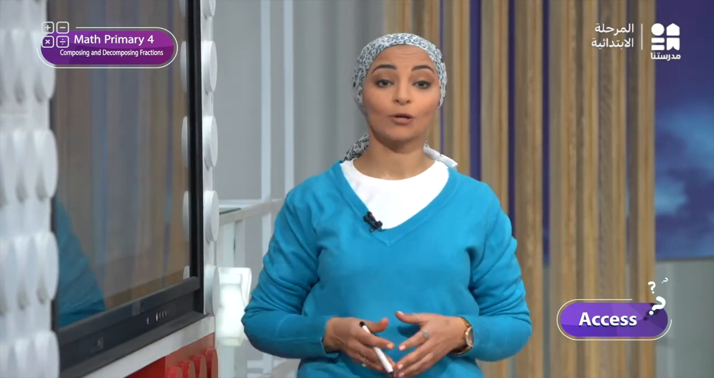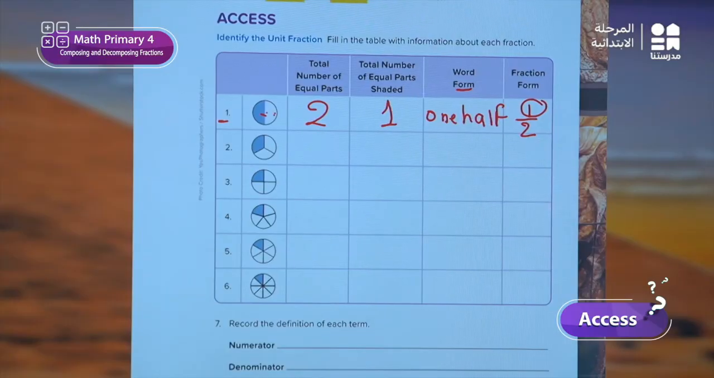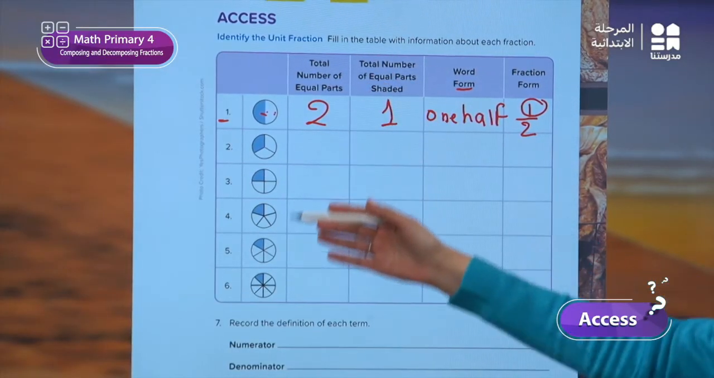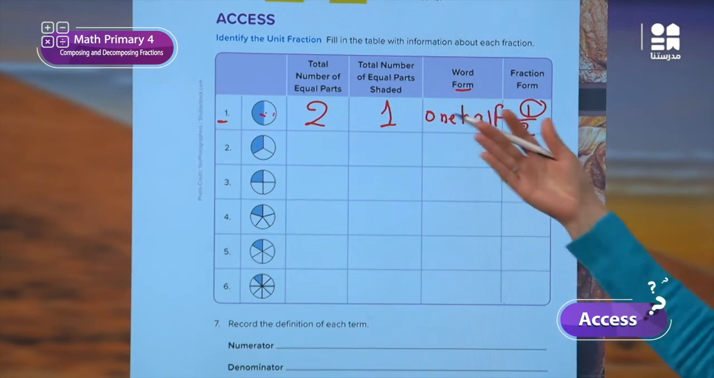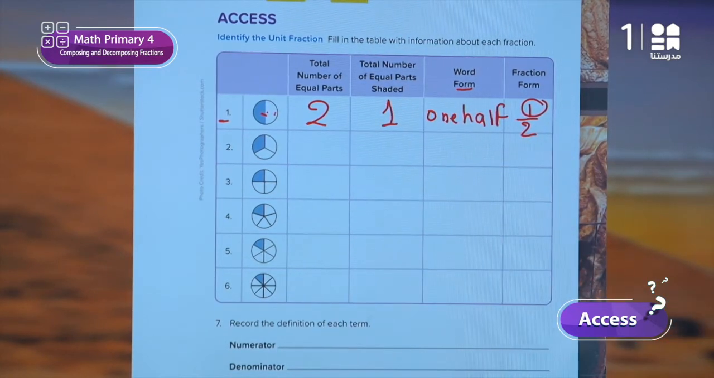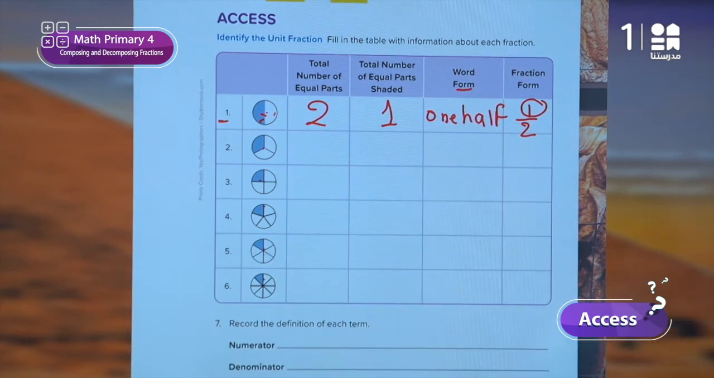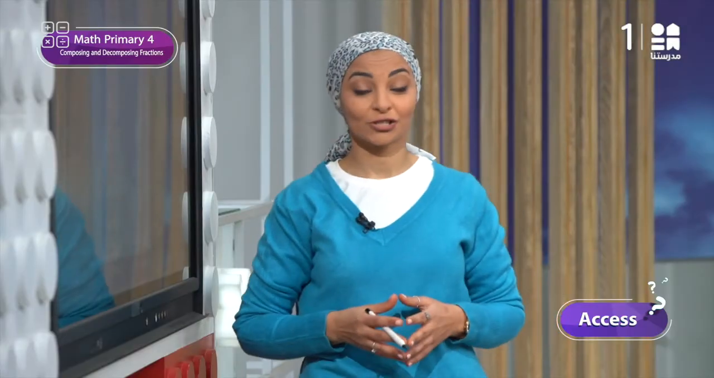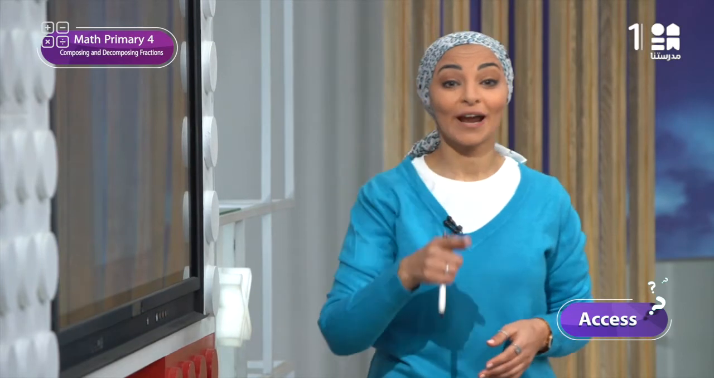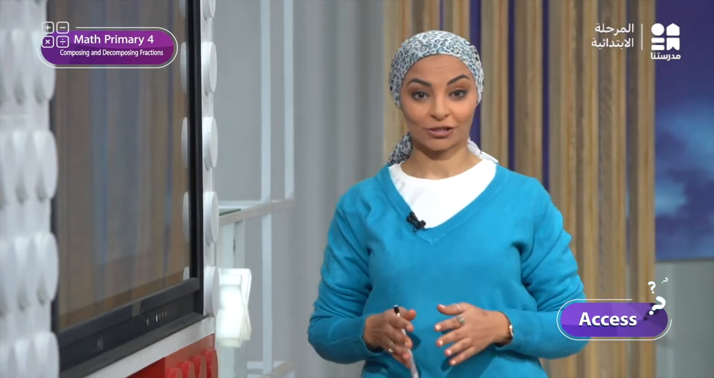Please notice the rest of the table. Take a look at the whole table. What will you find? You will find that the shaded part in all the table or in all the problems is only 1 part. In each one we find only 1 shaded part. So, what do these fractions represent? Yes, great. It's called unit fractions.